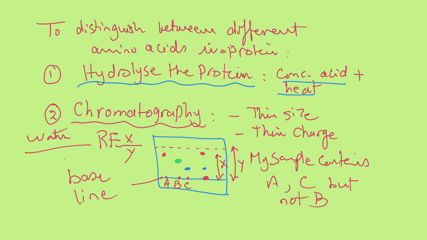The points that you will get here will all be colorless. In order to make them colorful, you need to add a locating agent. You add a locating agent to make the amino acids colorful, to be able to view them.